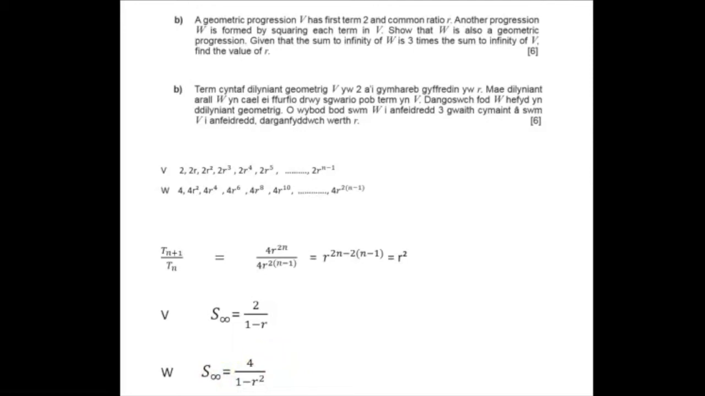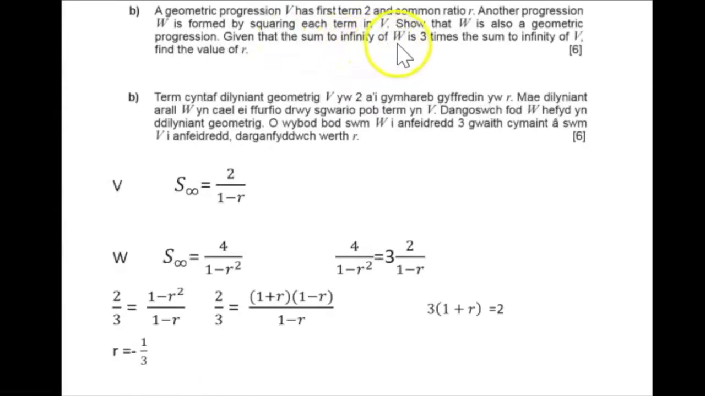Let's just relate it to the fact that the sum to infinity of W is 3 times the sum to infinity of V. So the sum to infinity of W, 4 over 1 minus r squared, is 3 times the sum to infinity of V. So we've got this equation. So if we rearrange that, 3 times 2 is 6, so if we divide by 6 we'll have 4 over 6, which is 2/3, equals 1 minus r squared over 1 minus r.